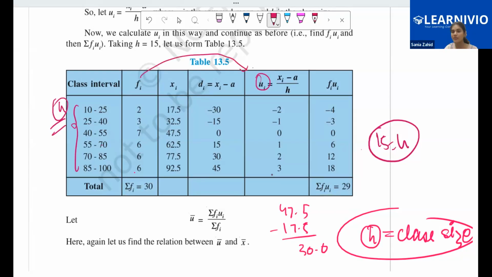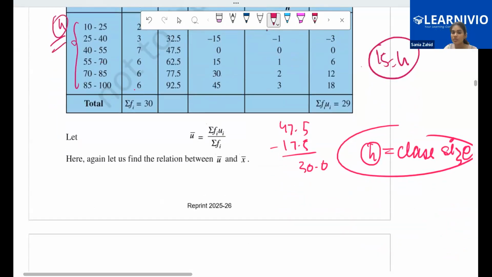Now look at the values. In my first method, the direct method, I was finding fi into xi. In my second method, I calculated fi into di. Then in the third method, I was calculating fi ui. So one more column you keep adding as you do different methods. If a question asks you to find the mean by all three methods, first draw the entire table, then solve it step by step. All right? So now what was the formula for this? Do you remember the formula?